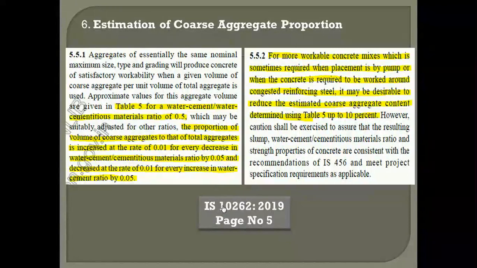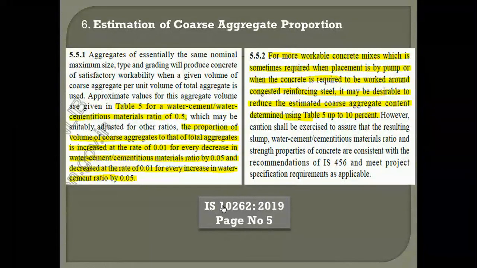Next line, read it very carefully. The proportion of volume of coarse aggregate to that of total aggregate is increased at a rate of 0.01 for every decrease in the water cement ratio by 0.05. So this is a benchmark. The 0.5 water cement ratio is the benchmark. Whatever water cement ratio we adopt for our mix design, based on that, this volume of coarse aggregate will increase or sometimes decrease.